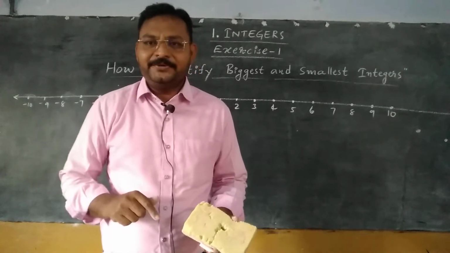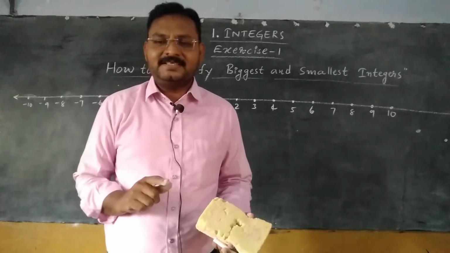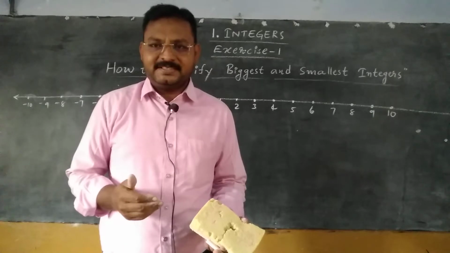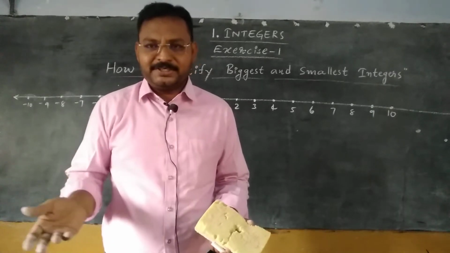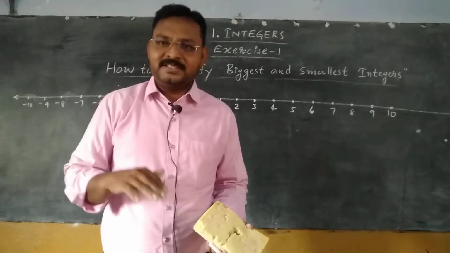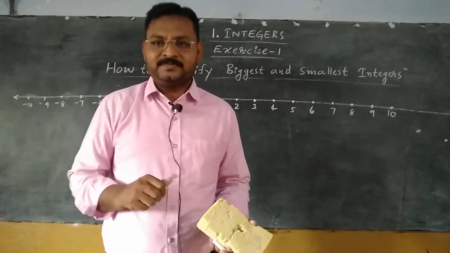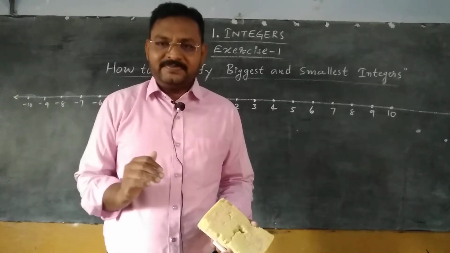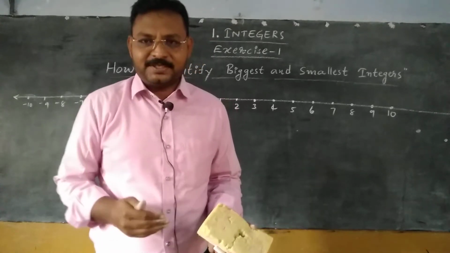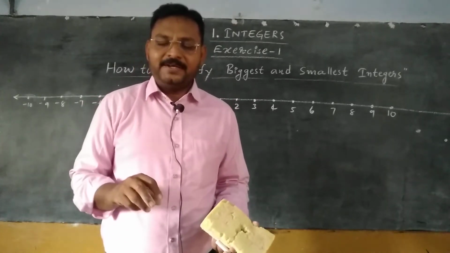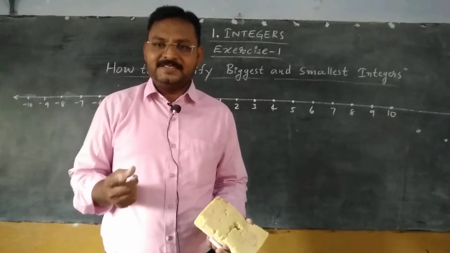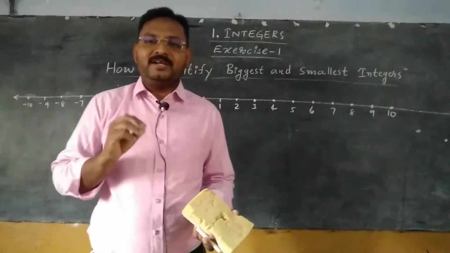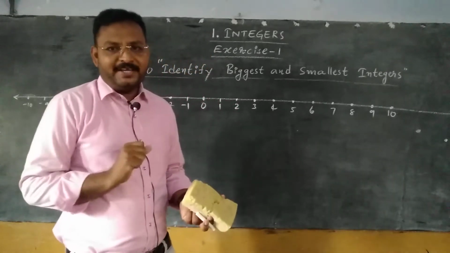In the previous video in 7th class I discussed integers. We learnt that integers are positive numbers, negative numbers along with 0, and they are denoted by the capital letter Z. But in this video today I am going to discuss how to identify the biggest integer and the smallest integer. To identify the bigger and smaller integers, first you draw a number line.